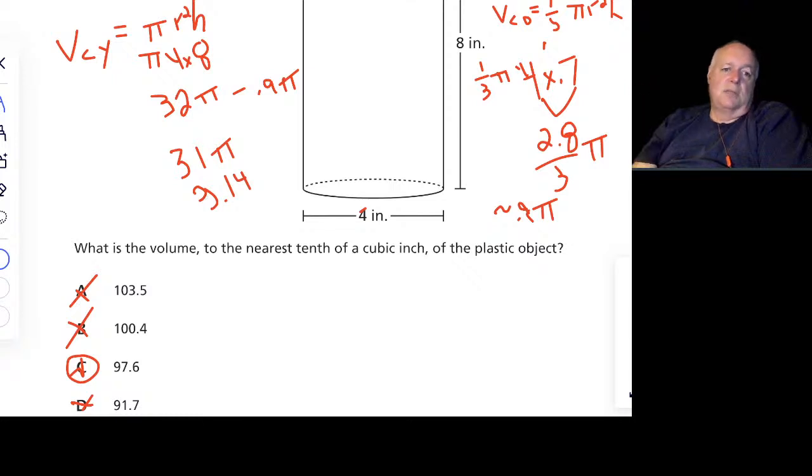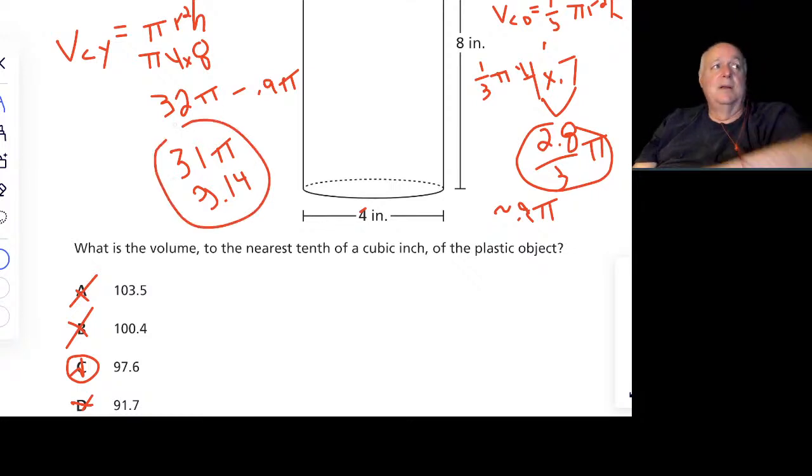And then use the estimation way I just did here, which is that we know this over here is going to be about 9. Therefore, we know 32 minus about 9 is about 31. And then we're going to do estimation of 31 times 3.14. And we only end up getting C. There's not really an alternative here for that. All right.